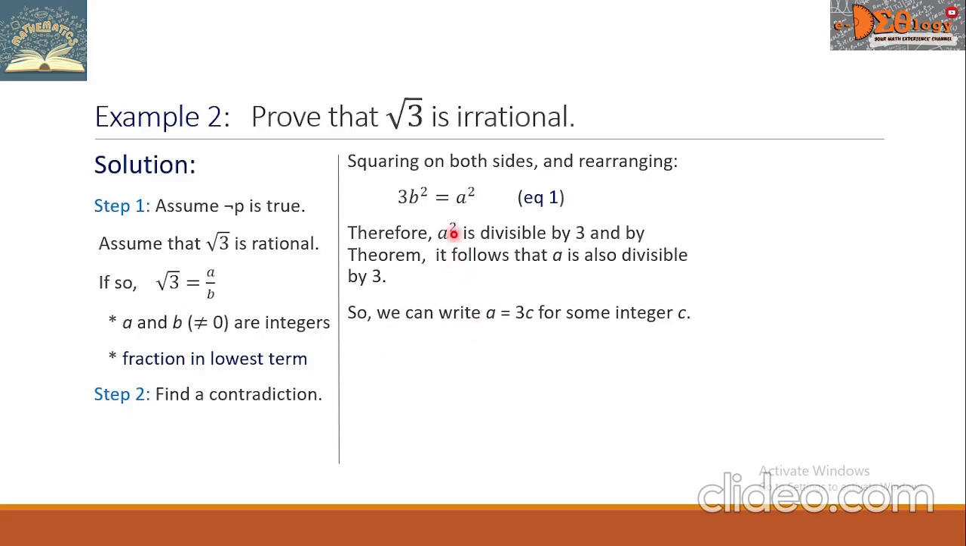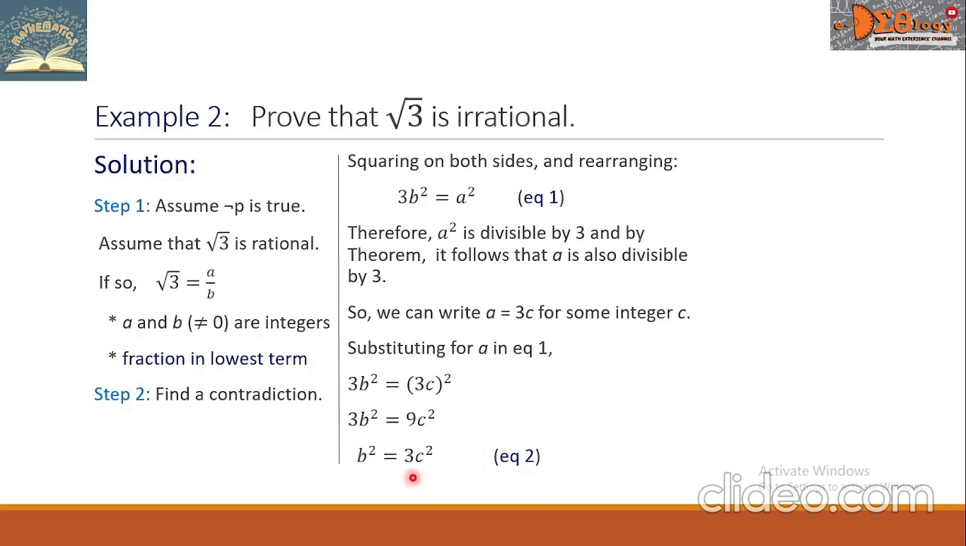So we can write a equals 3 times c for some integer c. Now let us substitute this value of a into equation 1. So we have 3b squared equals the quantity 3c raised to the power 2. Simplifying the right side, we now have 9c squared. Let us divide this equation by 3. So the value of b squared equals 3c squared. And this is now our equation 2.